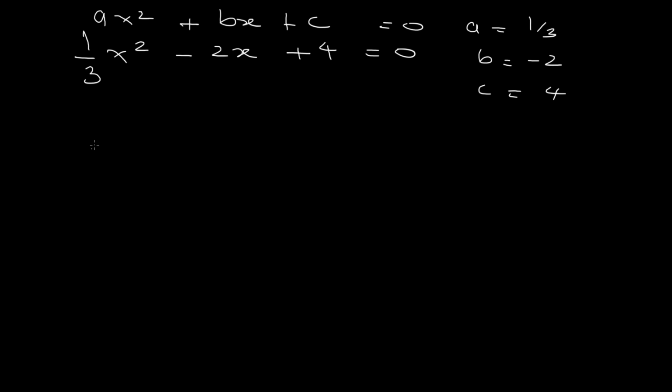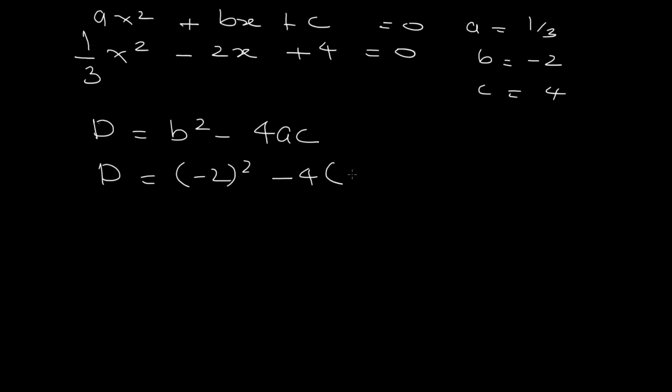Now we go and look at our d is equal to b squared minus 4ac, just to make you see how it looks if you say this. So d is equal to b squared. B squared is minus 2 squared minus 4, we say a is 1 over 3, and c is 4. Okay, so here we have 4 minus, already I can see 4 times 4 is 16 divided by 3. It'll be 16 over 3 here.